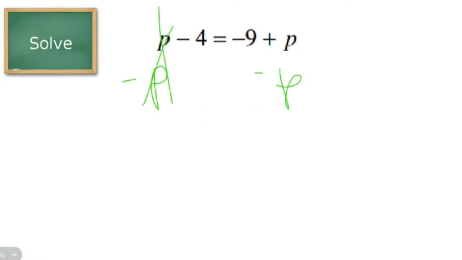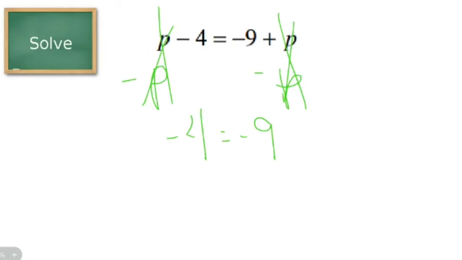And if P minus P goes away, then doesn't P minus P go away? And you have -4 equals -9. Oh my goodness. The variables disappeared. What kind of world is it that variables disappear? Well, they did. Because if you remove a P from the left, you have to remove a P from the right, and that takes all the P's away. No more pineapples for you.